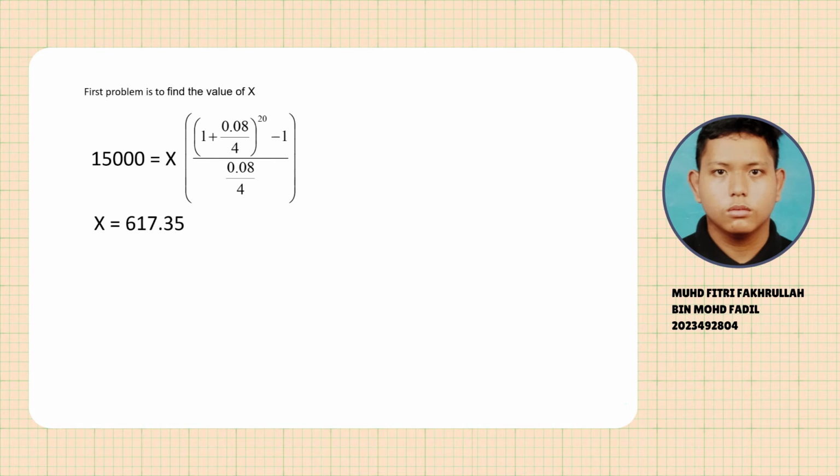The first one is to find the value of X, which is 15,000 equals X, open bracket, 1 plus 0.08 divided by 4, close bracket, power of 20, minus 1, divided by 0.08 divided by 4, which gives X equal to 617.35 ringgit.